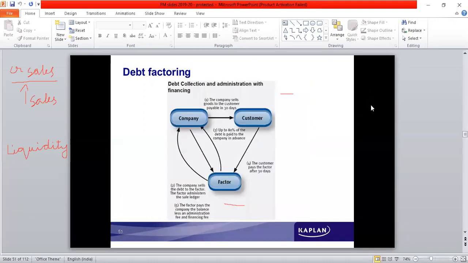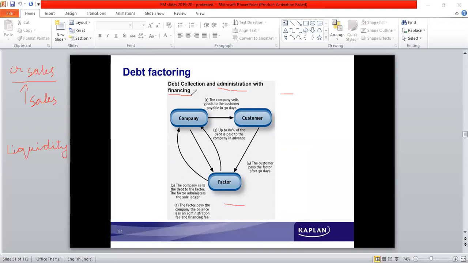Another concept of factoring says the same: the company sells goods to the customers, the invoice is received, and the company sends the invoice to the factor, who again pays a percentage of the amount to the company. Then on the due date, the factor collects the amount from the customers, and after collecting it, the factor deducts the administration charges and also the finance charges. After deducting the administration cost and the cost of capital, the balance of the amount is remitted by the factor to the company.